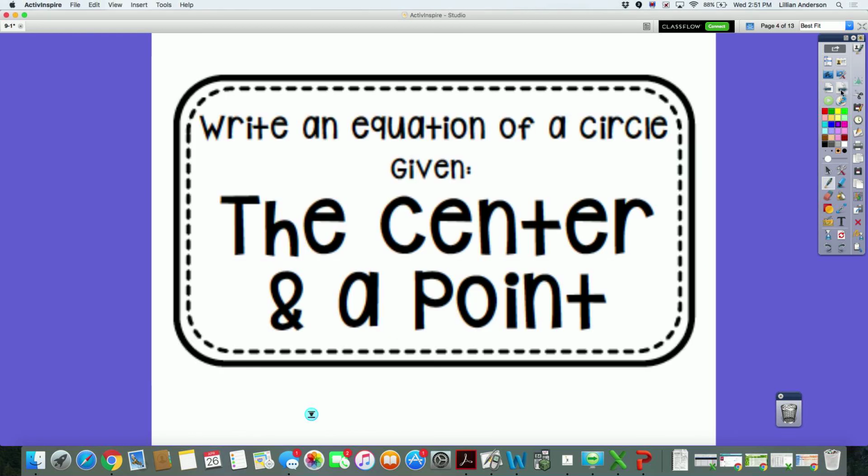So let's take a look at our first little flap in our foldable. We're going to write the equation of a circle given the center and a point. This is probably the easiest type of problem that you can get when it comes to writing the equation of a circle. All you need to know is your formula.